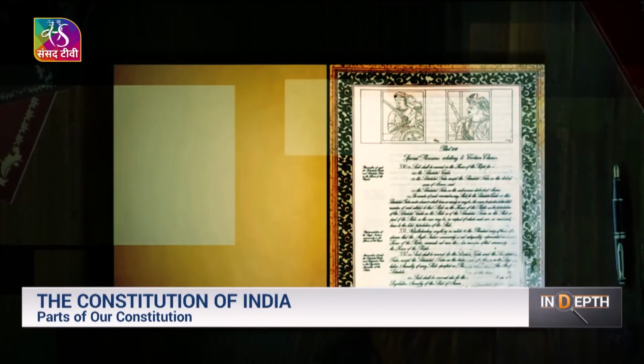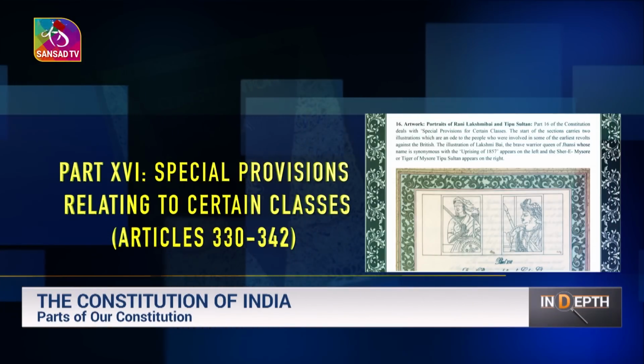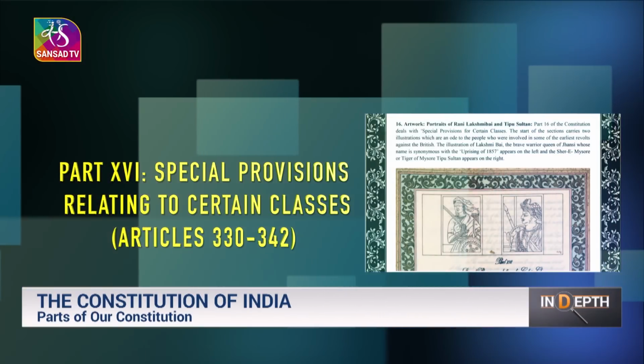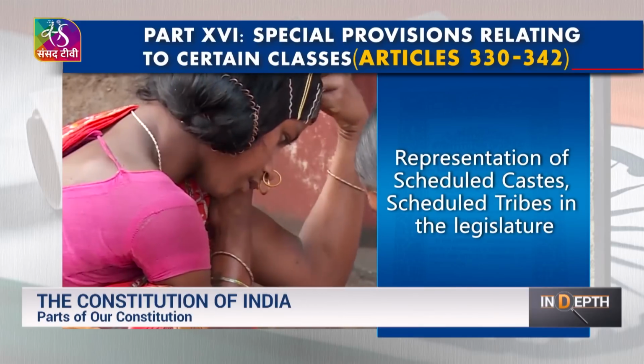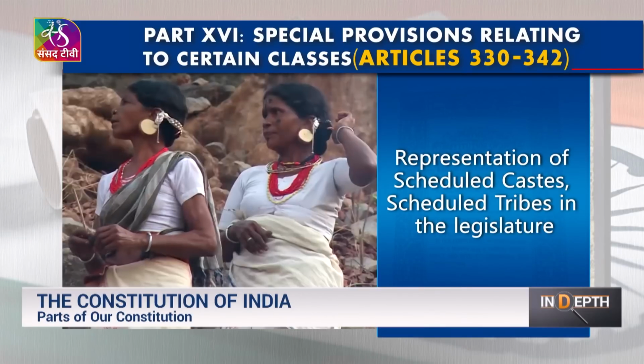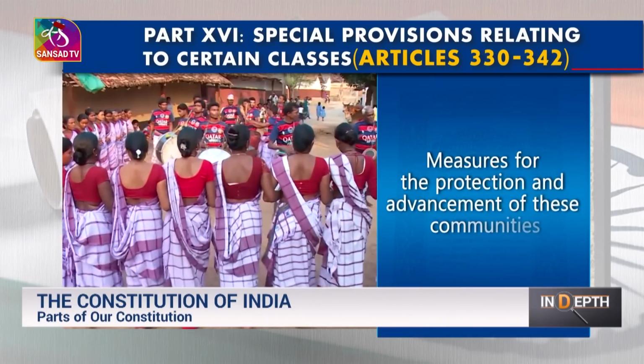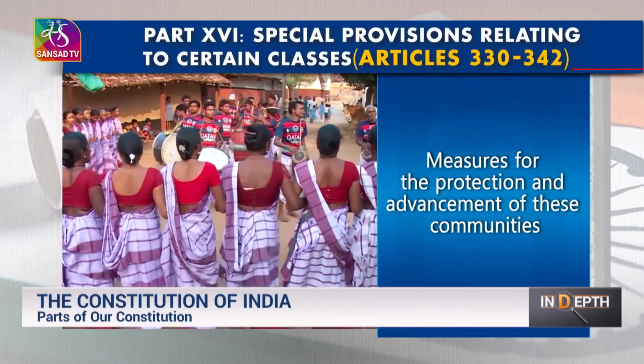Part 16. Special provisions related to certain classes. This part includes provisions for the representation of scheduled castes, scheduled tribes and Anglo-Indians in the legislature, as well as measures for the protection and advancement of these communities.